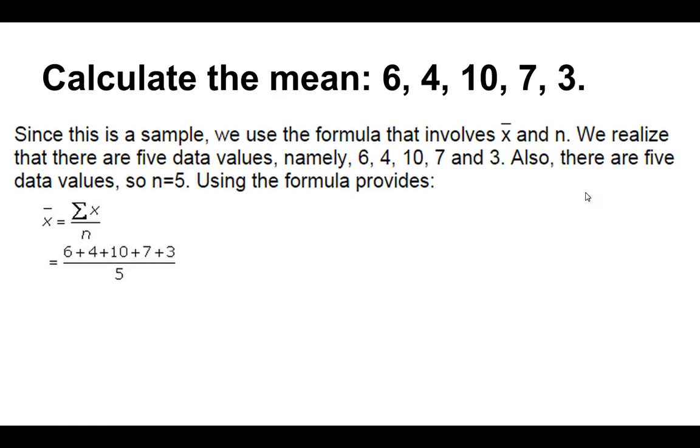6 plus 4 plus 10 plus 7 plus 3, all over 5. And when we expand and simplify, 30 over 5 equals 6. So the mean of this group of numbers is 6.